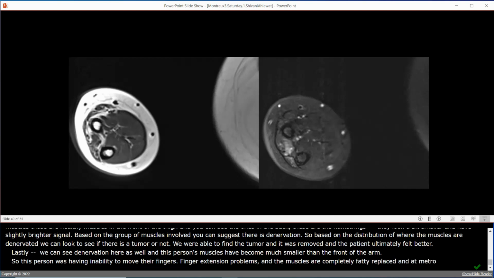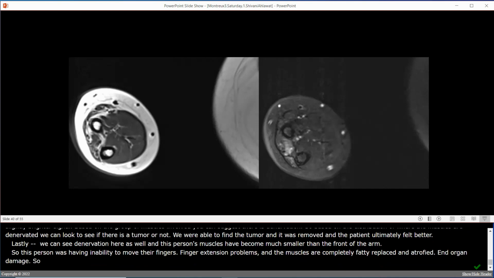So the kind of surgery this person would require to regain function would be different. You would use tendons, tendon transfers to be able to move those fingers, not innervating the muscle because there's not much of the muscle remaining.